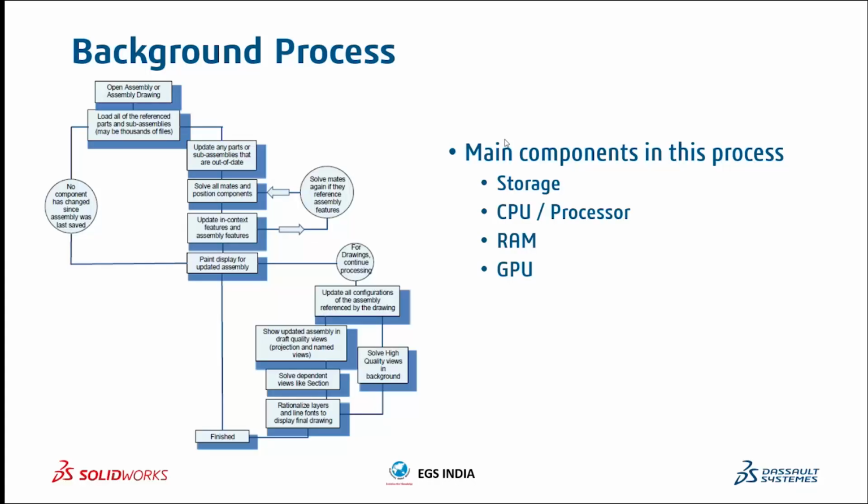So the first is where the assembly is stored. The next is what does the calculations and brings up the model. Your RAM is where you're going to be accessing the model from. And your GPU is what is going to convert the information into a digital model. So this is for a single file.